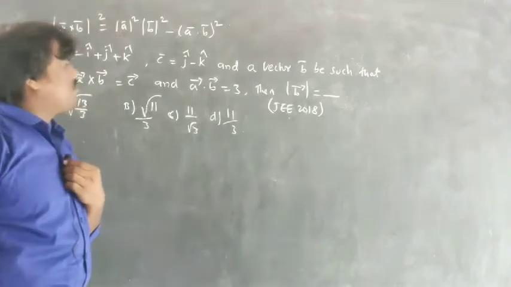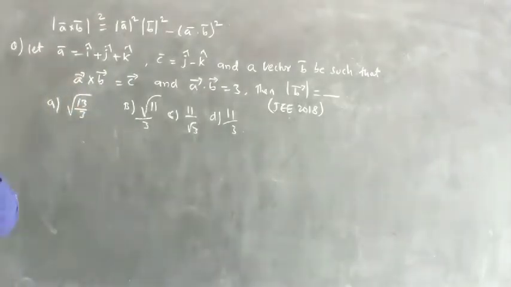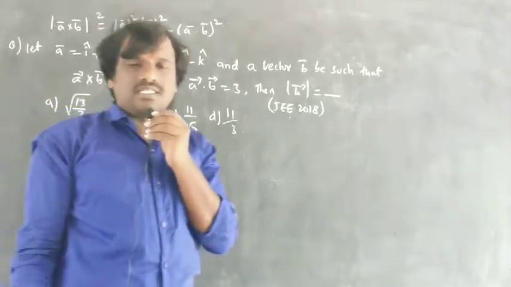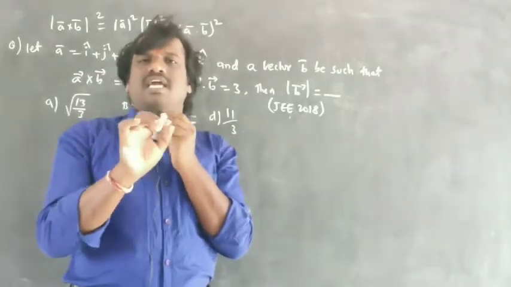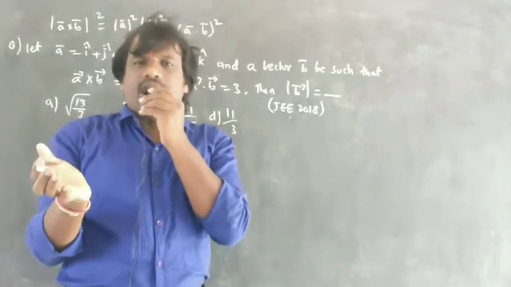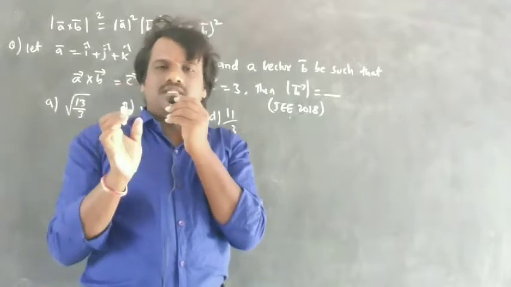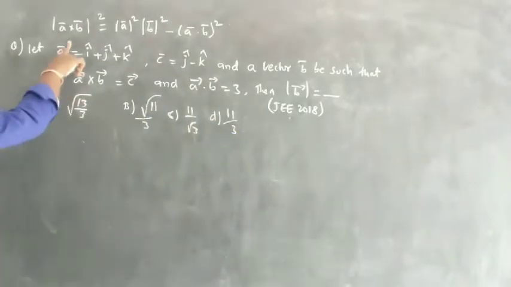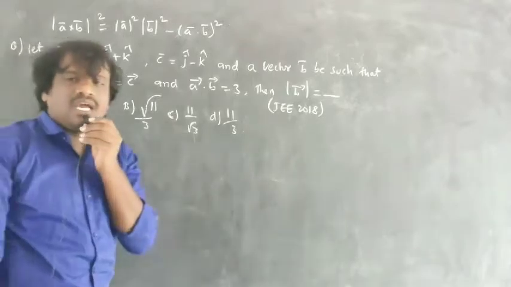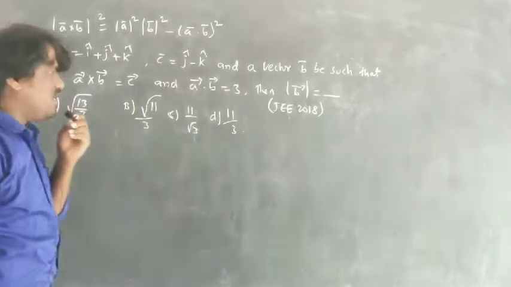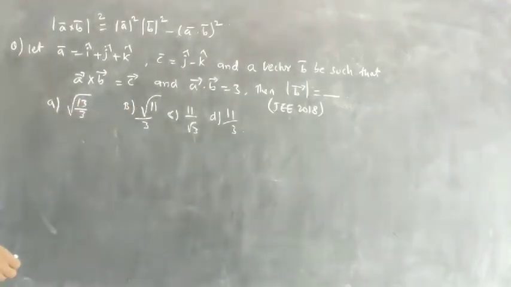Yeah, see here, this is a question asked in JEE 2018 based on Lagrange's identity. The relationship between A cross B and A dot B is defined by Lagrange's identity. What is Lagrange's identity? It says that |A cross B| whole square is equal to |A| square |B| square minus (A dot B) whole square. That is Lagrange's identity. Based on this, a JEE 2018 question is asked like this.